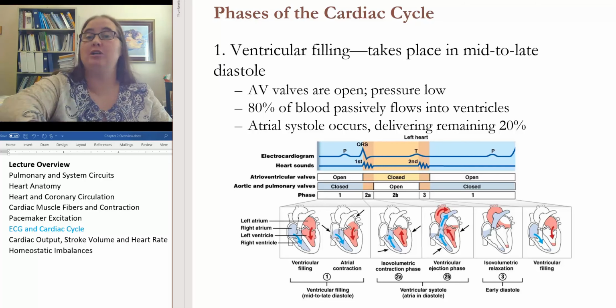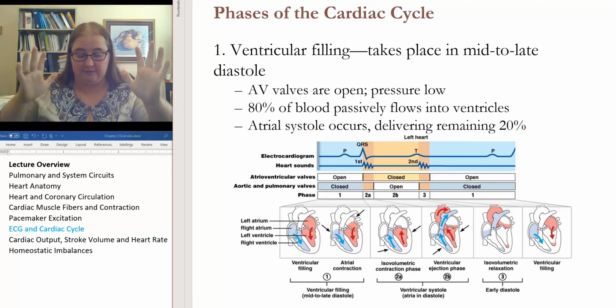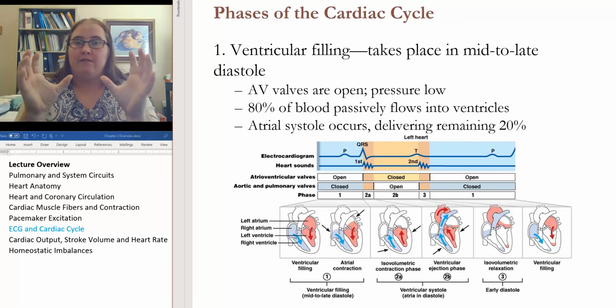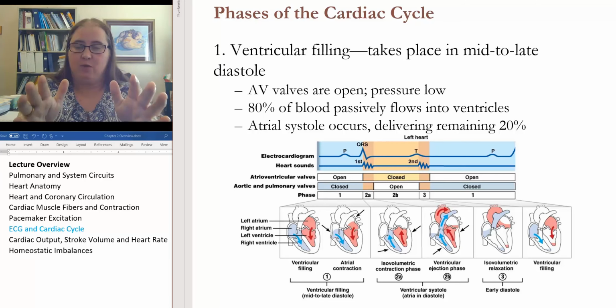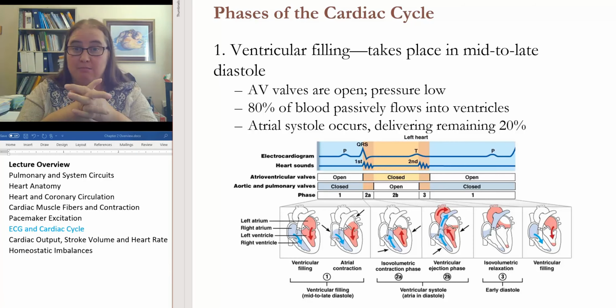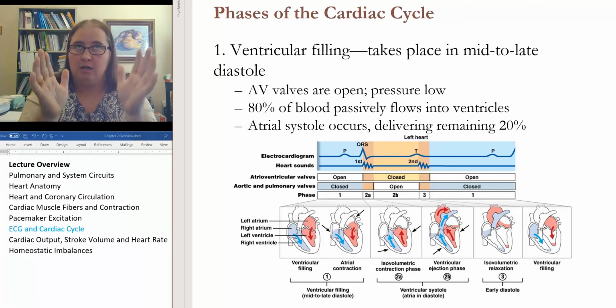I don't even want you to look at this image. I just want you to think about the following. If our ventricles are filling, where is that blood coming from? Coming from the atriums. So what do our AV valves have to be, open or closed? If blood's flowing from the atrium down to the ventricle, is our AV valve open or closed? It's open.